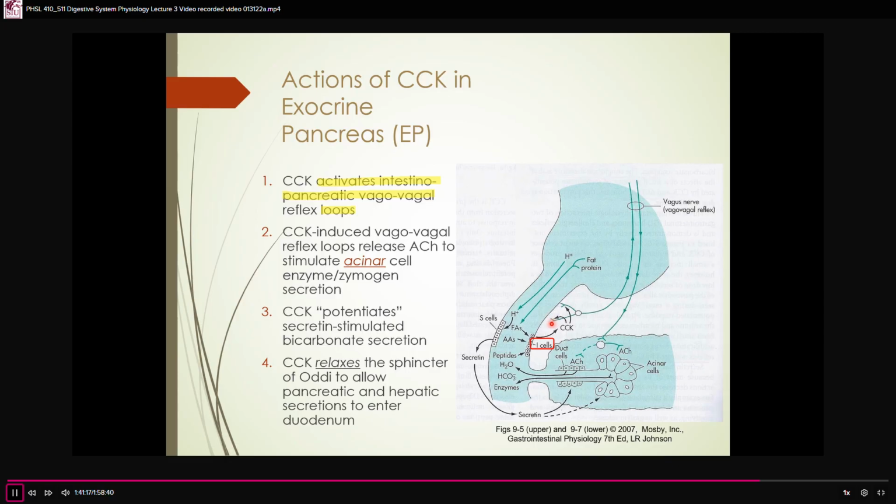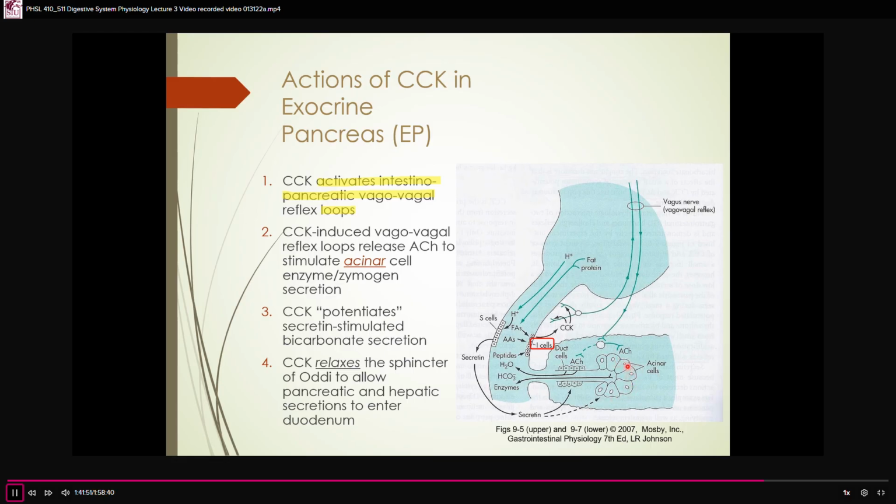CCK is going to bind binding sites on those sensory afferent neurons, that's going to activate vagovagal reflexes. So an afferent signal goes into the CNS, carries information in, says, hey, CCK is telling us that there's some luminal contents here that need to be digested and need your help. And then efferent signaling is going to come back, but not go to the intestine, this time come to the exocrine pancreas. It's going to synapse with and use cholinergic postganglionic fibers, and the acetylcholine that they release is going to be the main stimulant for these acinar cells.